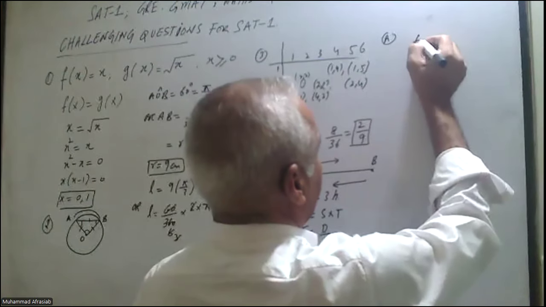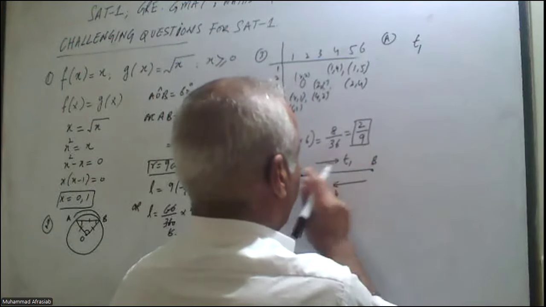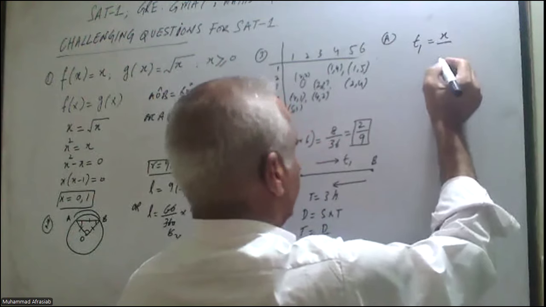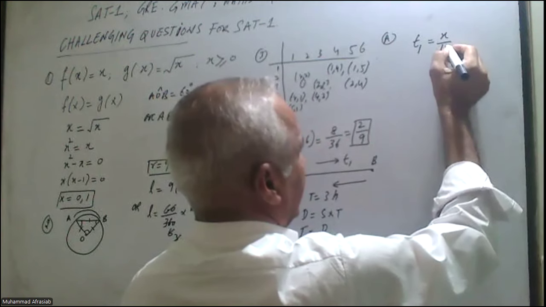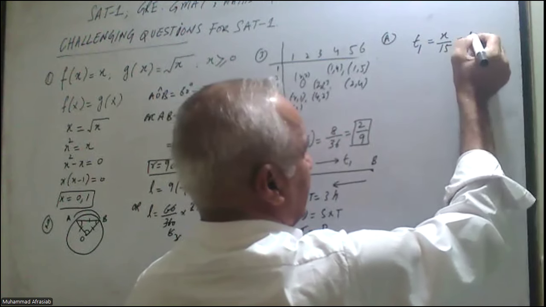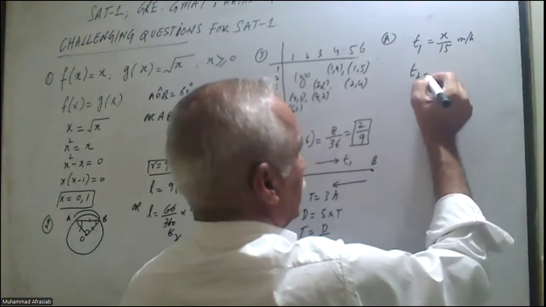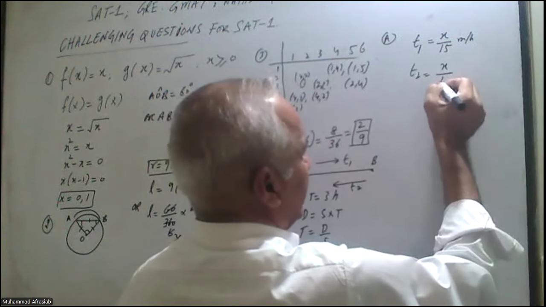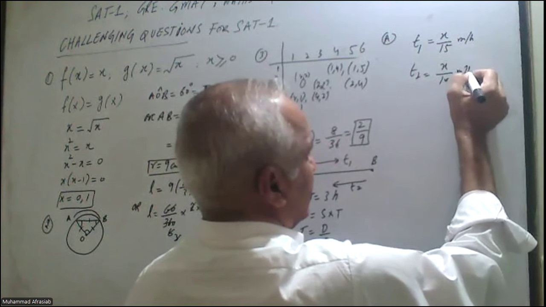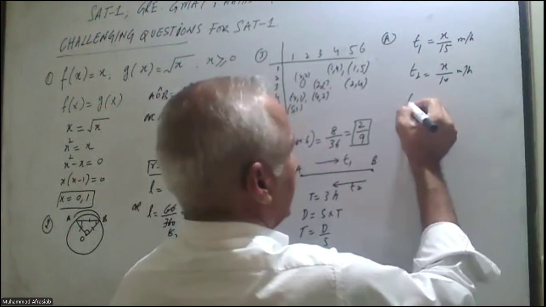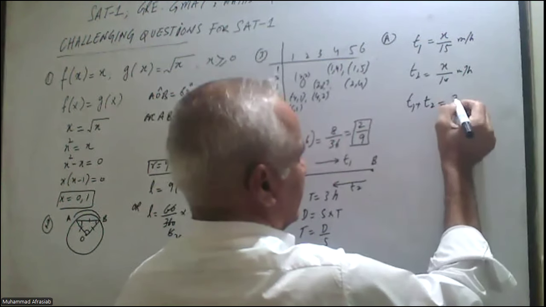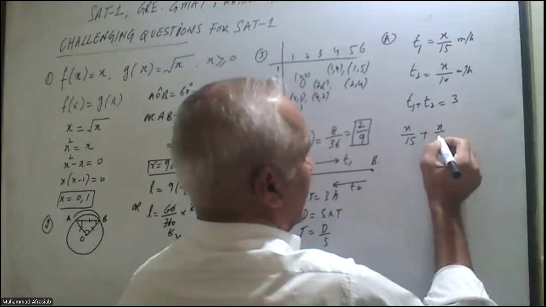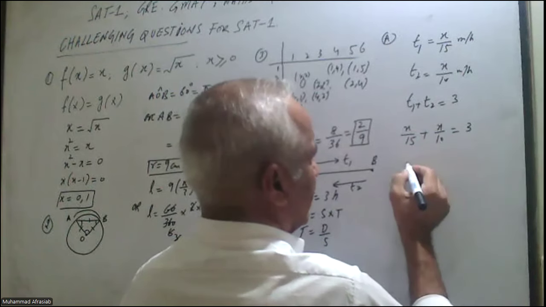Then the time t1, let's say this is the time from A to B, it should be equal to distance x and the speed there is 15 miles per hour. And for this time t2, the distance is again x, but the speed there is 10 miles per hour. So the total time is 3 hours. So it should be equal to x over 15 plus x over 10 equals 3.